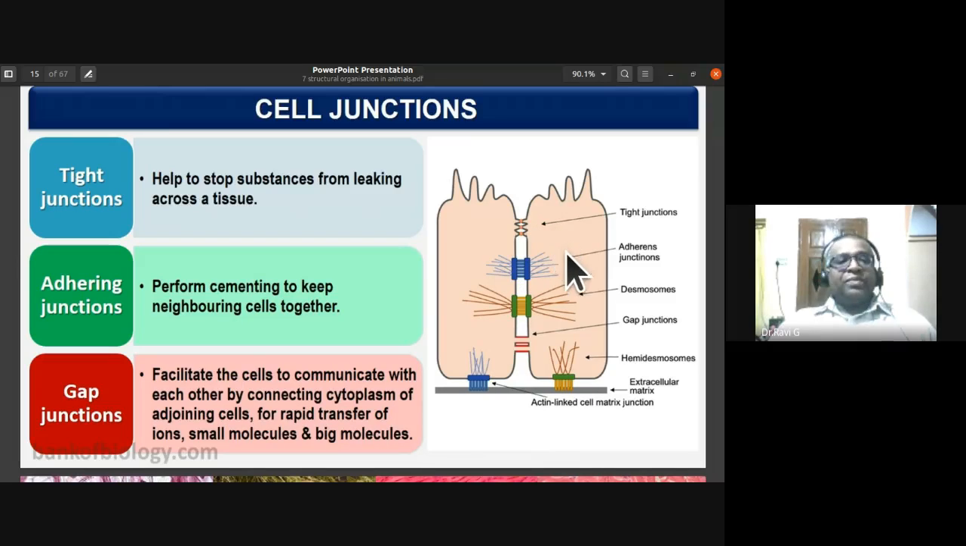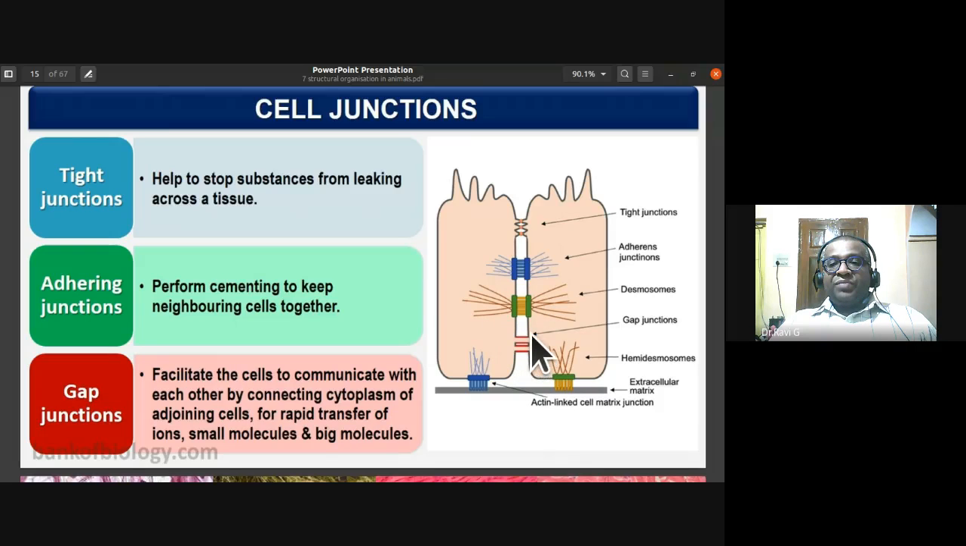The adhering junctions perform a cementing role to keep neighboring cells together. That is what we call the adhering junction. You can notice the blue one is the adhering junction, performing the cementing to keep neighboring cells together.